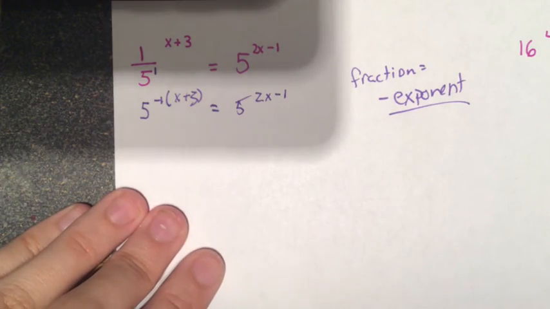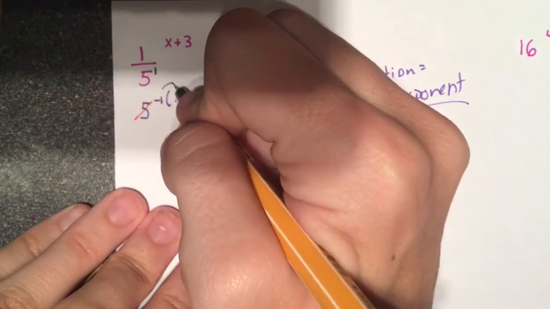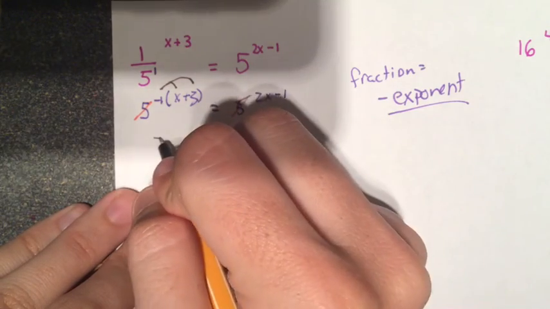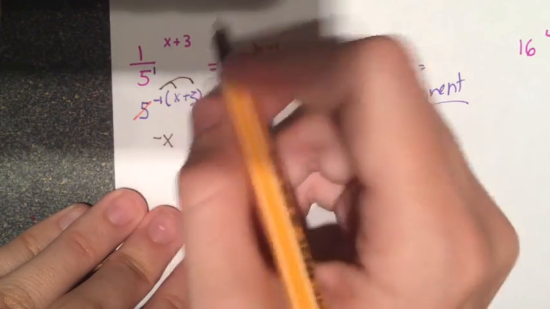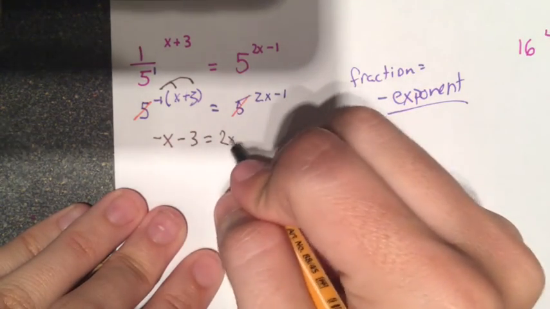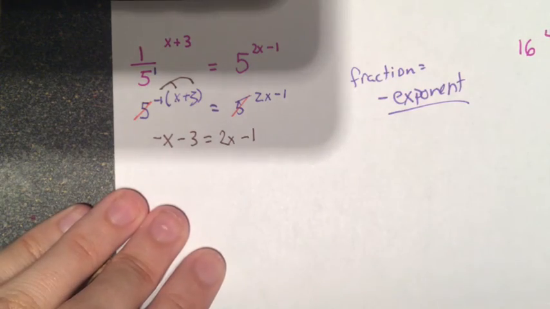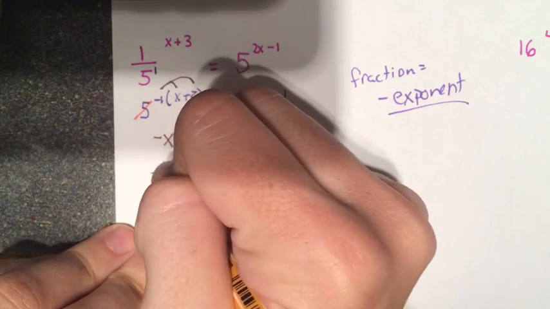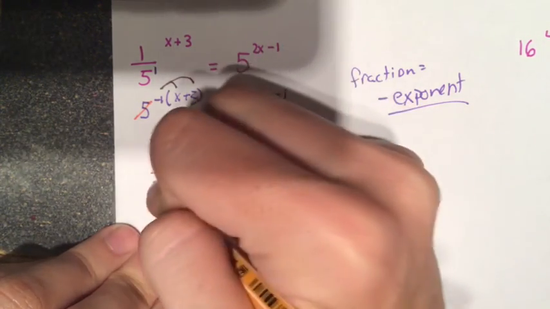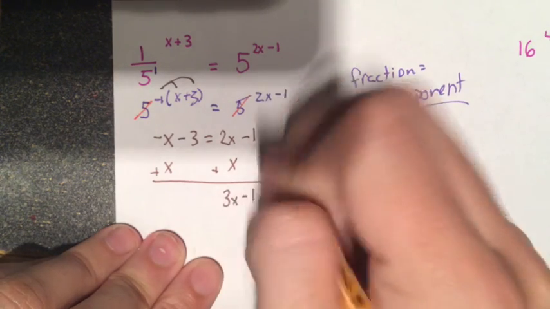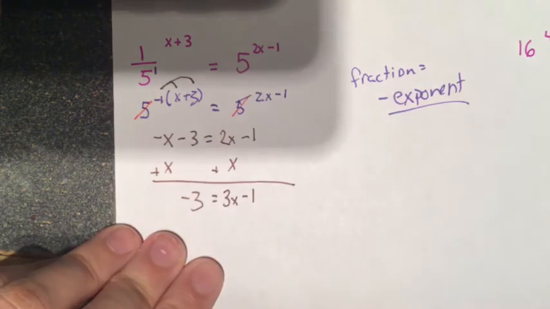Okay, so now I have my common base again. Before I get started, I need to distribute my -1 to each piece here. I have -1 times x gets me a negative x. -1 times 3 gets me a -3, which is equal to 2x minus 1. Okay, now I need to isolate my x here. So I'm going to add an x, add an x. I'm going to get a 3x minus 1 is equal to -3.